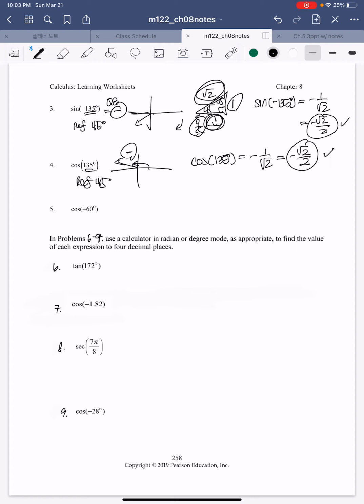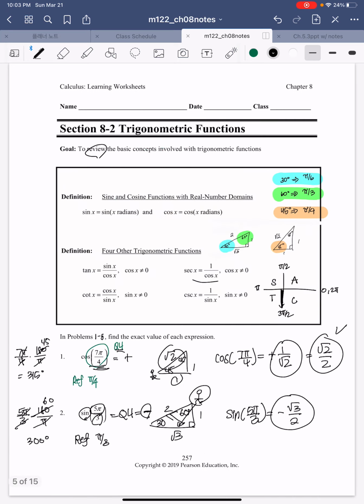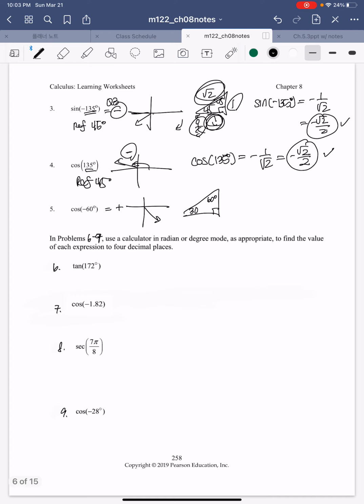Finally, last one, cosine of negative 60 will be in quadrant 4. It's a positive function. This is already a reference angle of 60. So 30, 60 has root 3, 1, 2. Right over here is the 60. So cosine of negative 60 is a positive answer. Cosine is adjacent over hypotenuse. So I have positive half as the final answer.